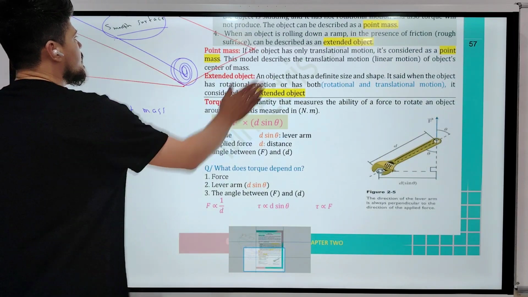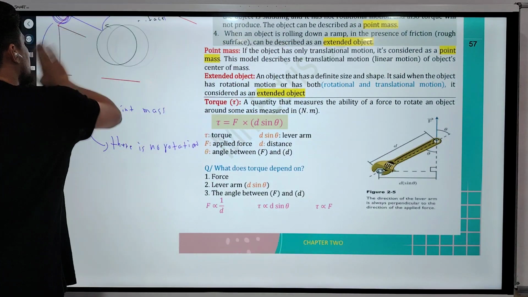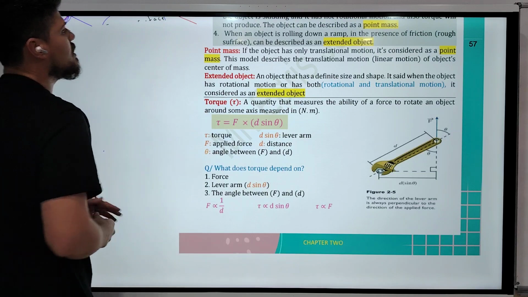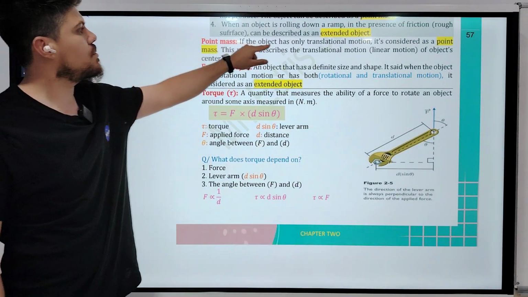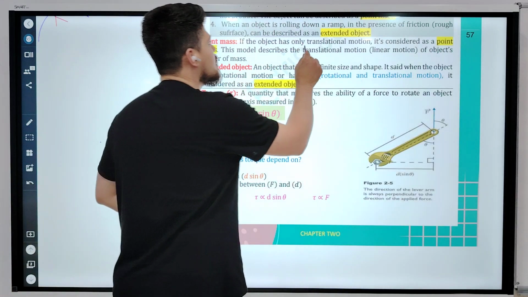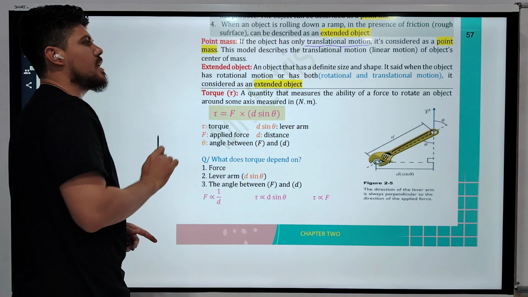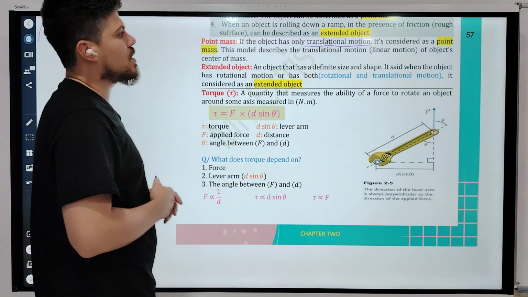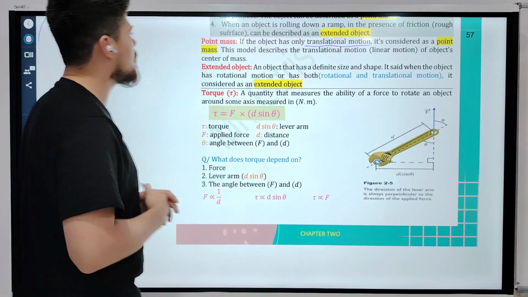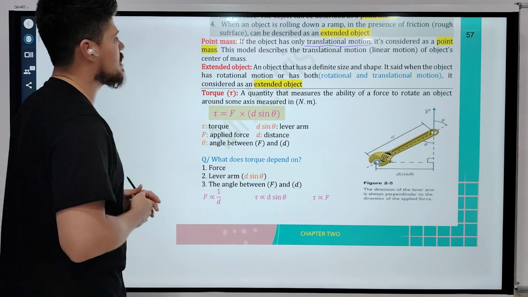Okay, take a look at this definition of the point mass and the extended object. What is the definition of a point mass? If the object has only what? Translational motion without rotation. Be careful. It is considered to be a point mass. This model describes the translational motion, linear or circular, of the object's center of mass.